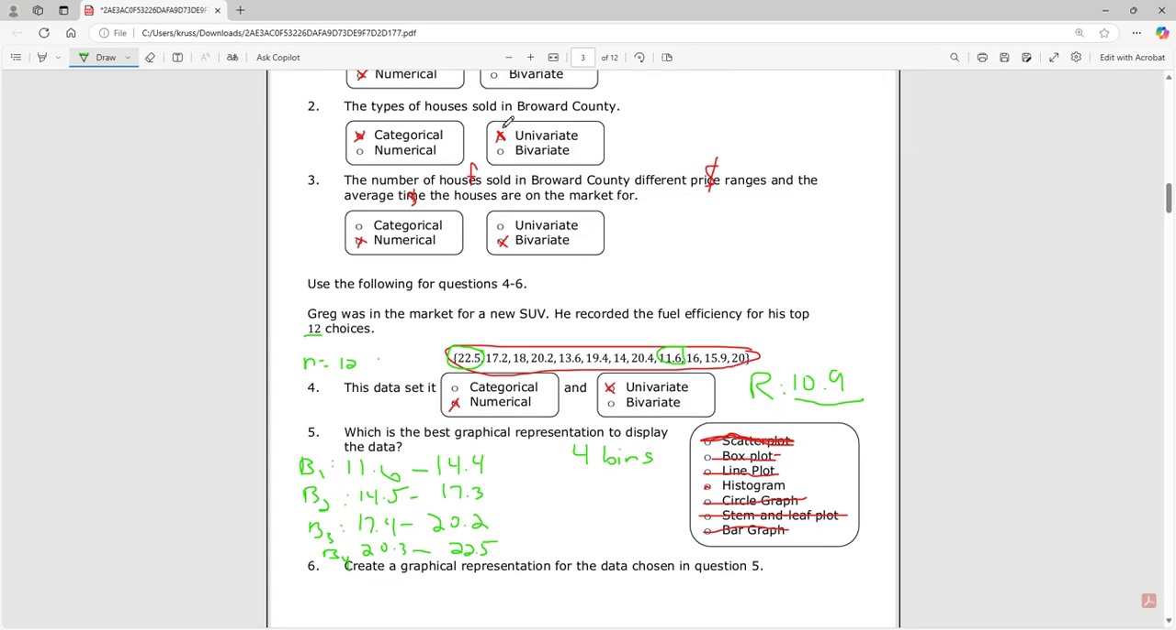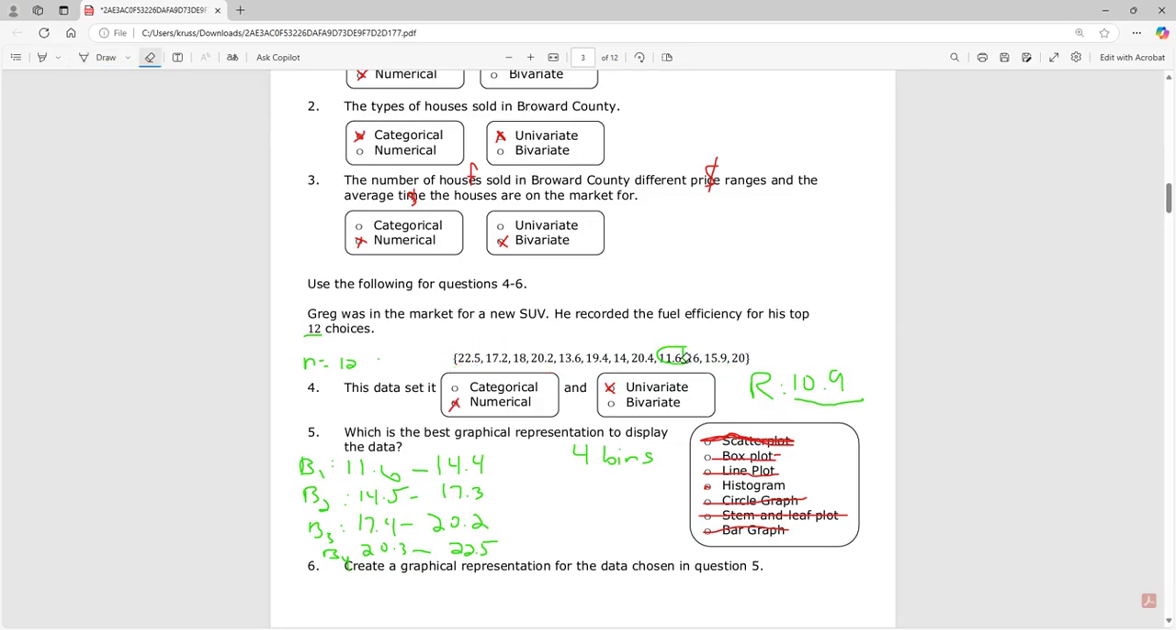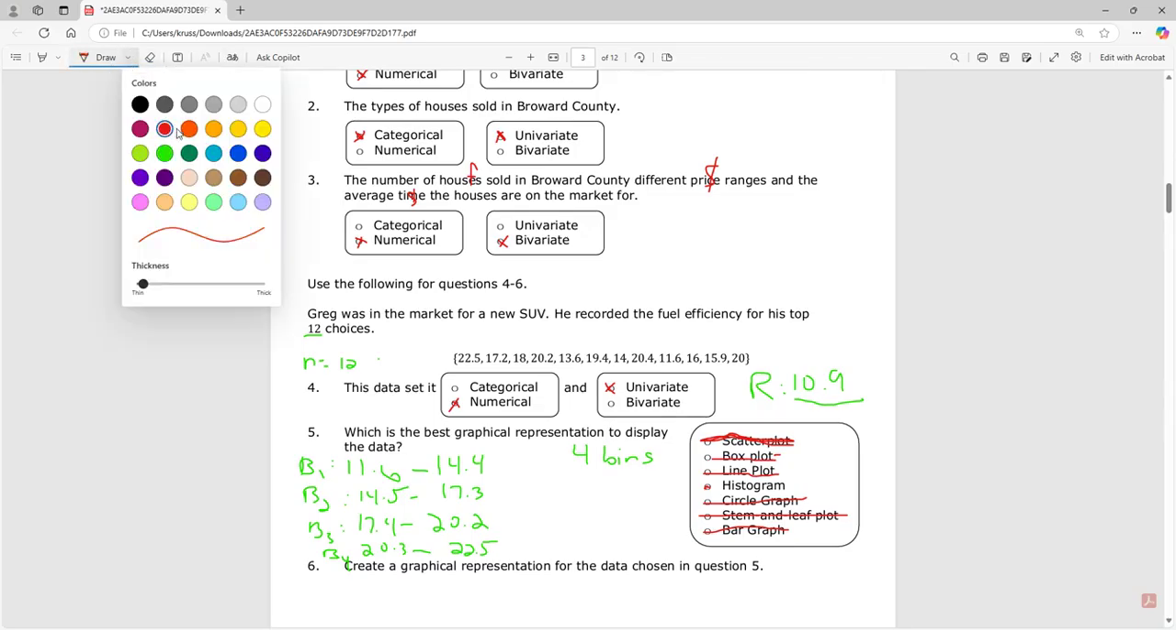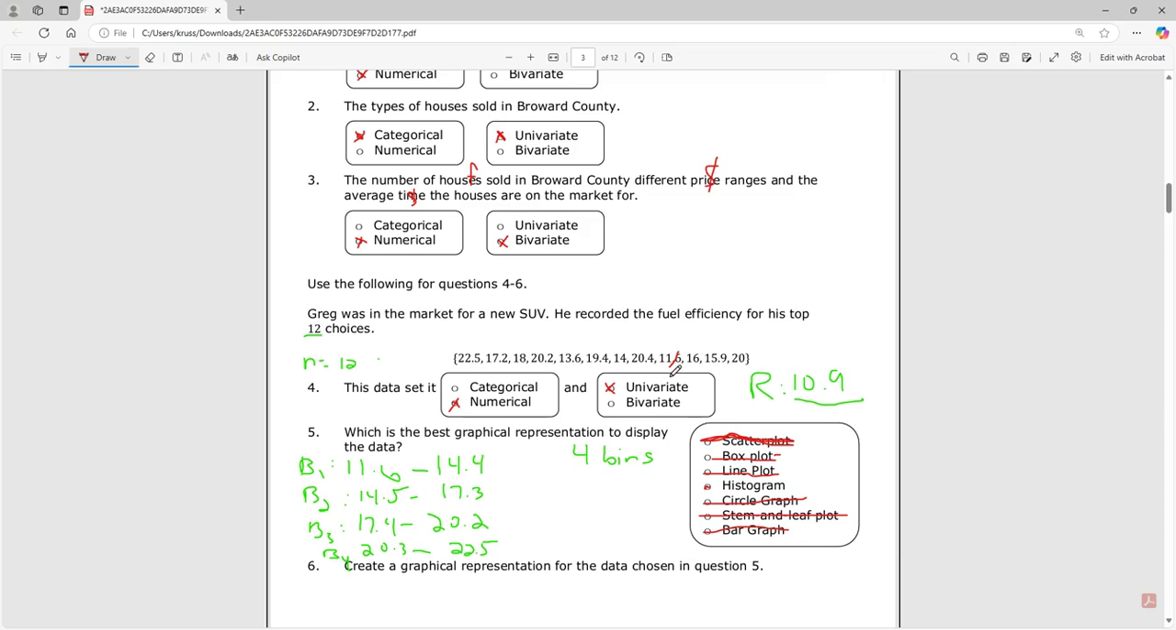All right, so how many do we have between 11.6 and 11.4? Let's count them. Or 14.4, excuse me. 11.1. Any other 11s? I don't see any 12s. I have a 13. That's 2. And then a 14. That's 3. So I have 3 in that bin.